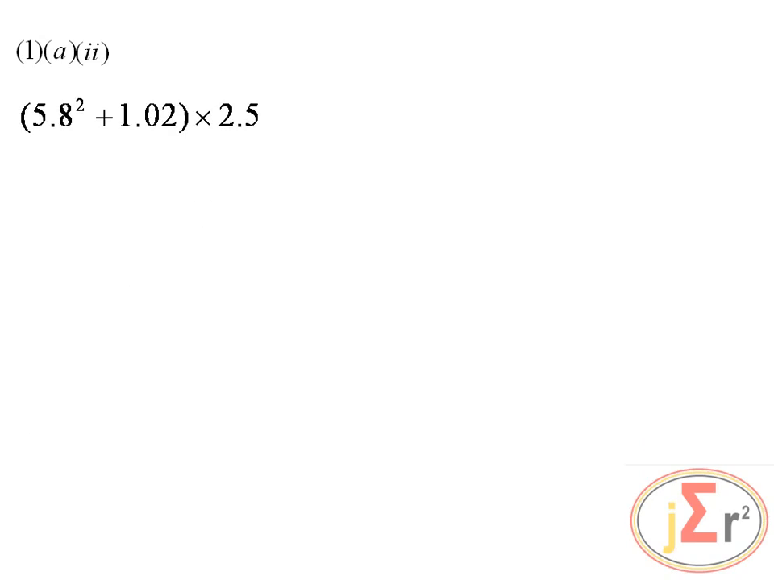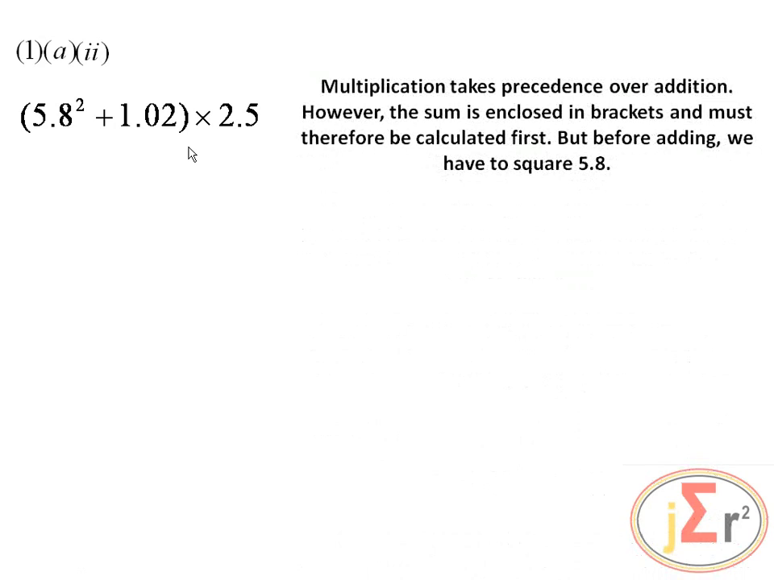Here we have an arithmetic expression for which we are required to find the answer, or just to simplify it to a single number. Multiplication takes precedence over addition. However, the sum is enclosed in brackets and must therefore be calculated first. But before adding, we have to square 5.8.